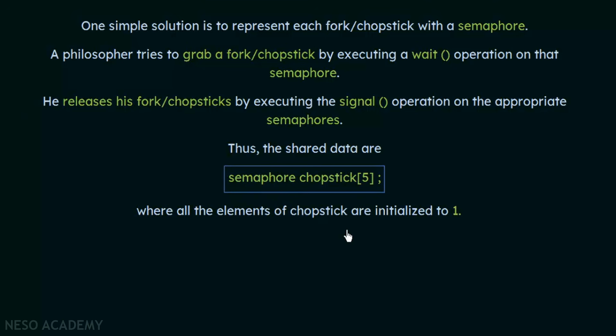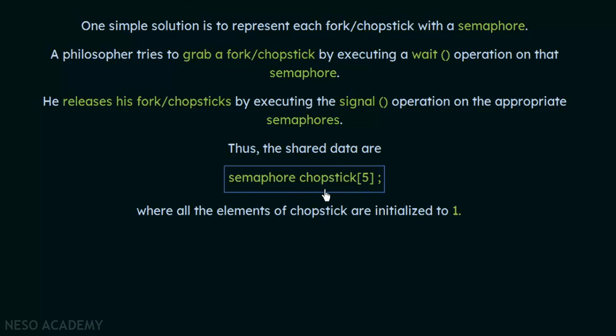And here all the elements of the chopsticks are initialized to 1. So here the semaphore that we are going to use is a binary semaphore, not a counting semaphore, but a binary semaphore. And we know that a binary semaphore can take 2 values, either 1 or 0. So don't confuse this with a counting semaphore here.